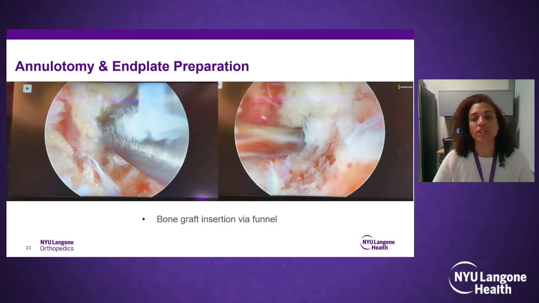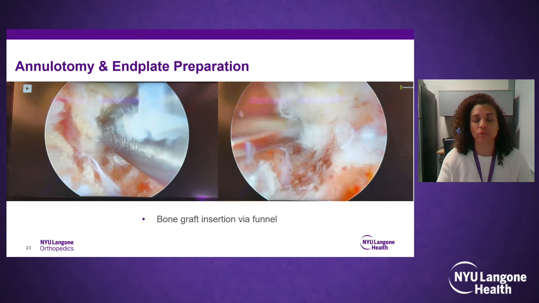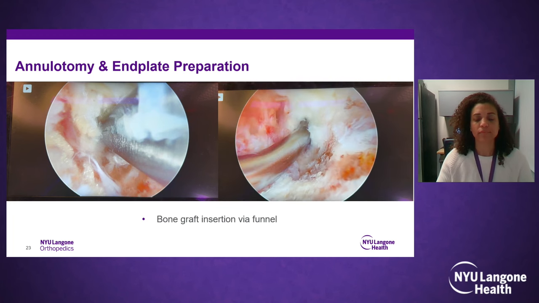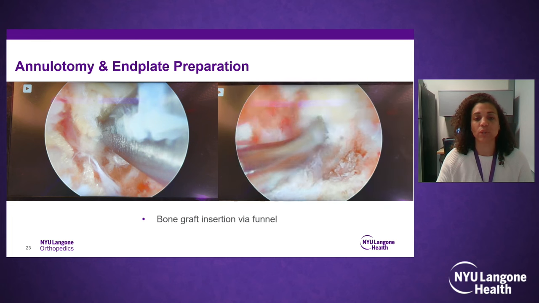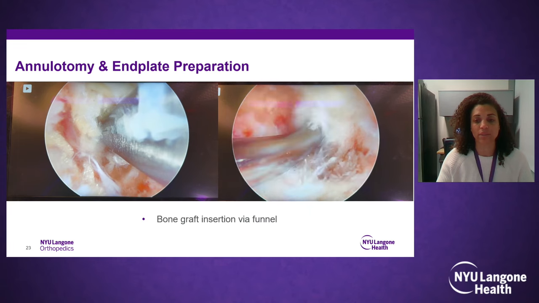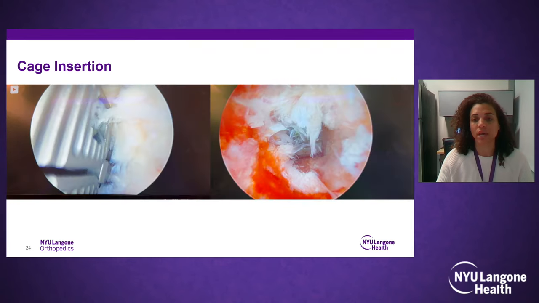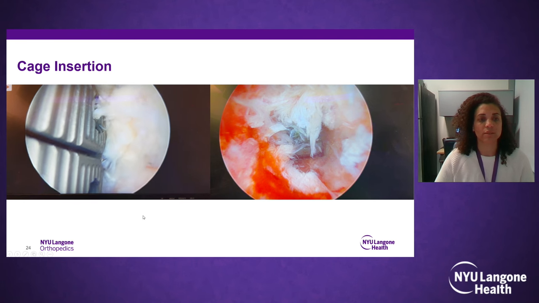If it's softer bone, you may want to use just curved curettes as opposed to any sort of rasp or end plate curettes. Once you've cleared out your disc space, you can use a funnel to place some bone graft. And then you can do your interbody placement. So here is my cage, and it's going into the disc space.